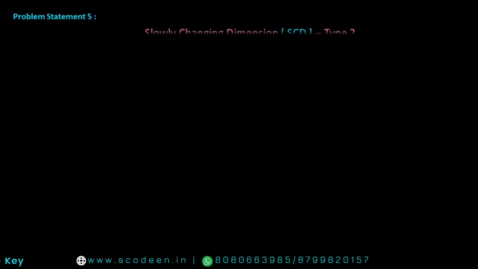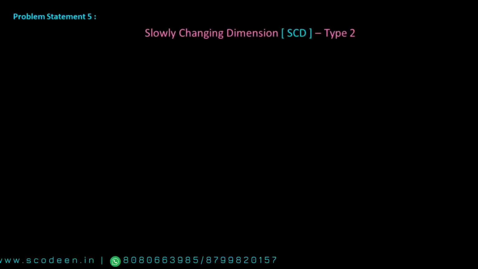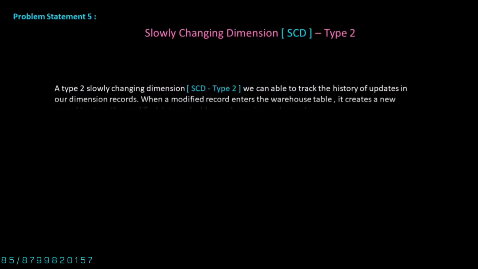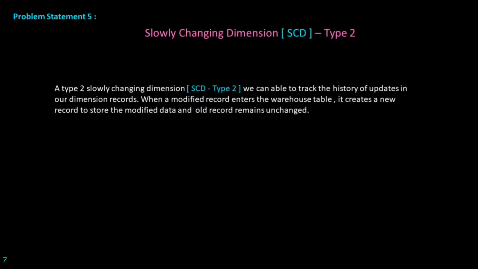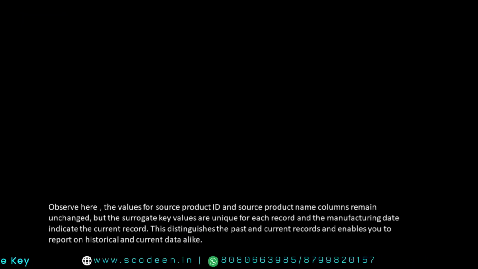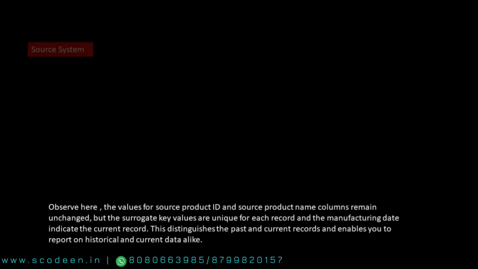Now the final one, that is problem statement 5. It defines slowly changing dimension, that is SCD. So we need to understand what exactly type 2 SCD defines. If any value in the source system is modified, in the target table we create a new row for that specific updated data. Let's understand practically.